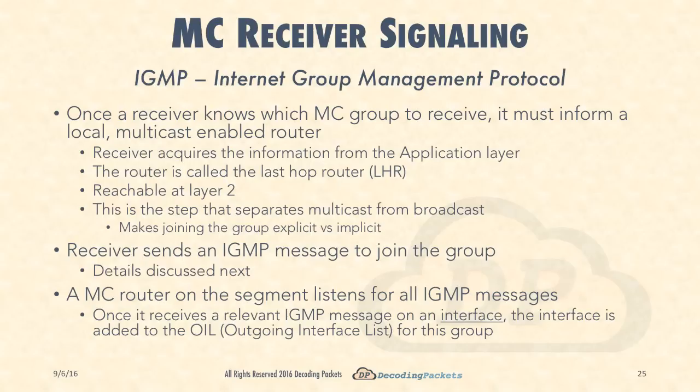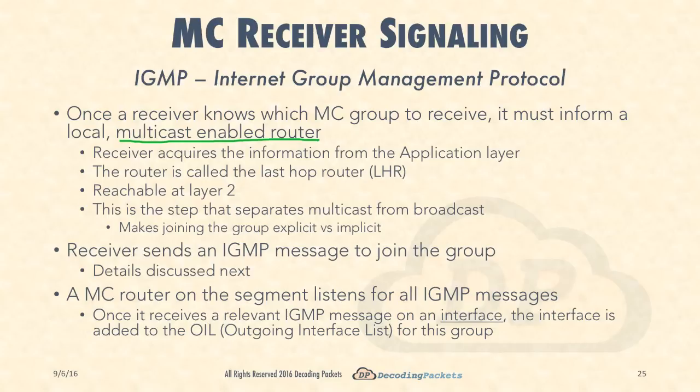So the IP stack, or the TCP/IP stack, on the receiving host has to know which multicast group to receive. Once it knows which group it is actually interested in, it has to inform a local multicast enabled router. A multicast enabled router is any router on the subnet that actually understands multicast, that runs a multicast routing protocol, that does all of the fancy things that we talked about in a previous lecture, the multicast router lecture.